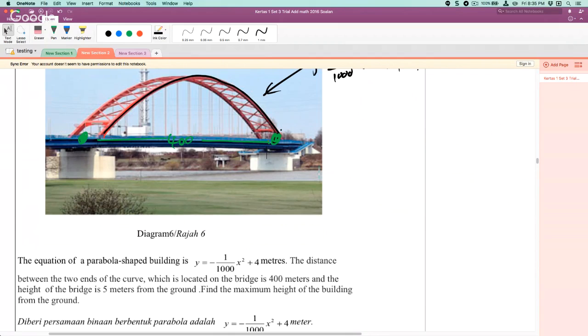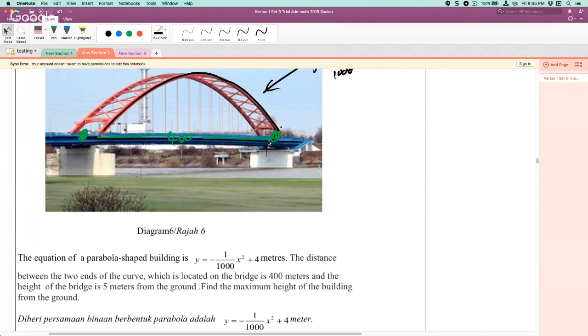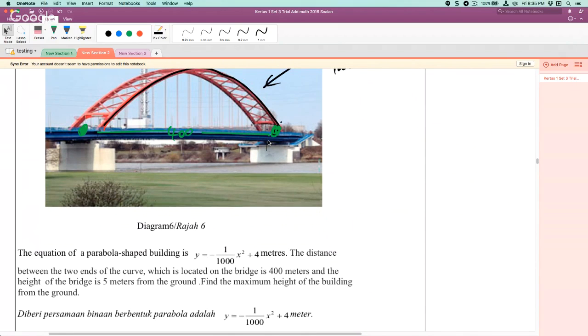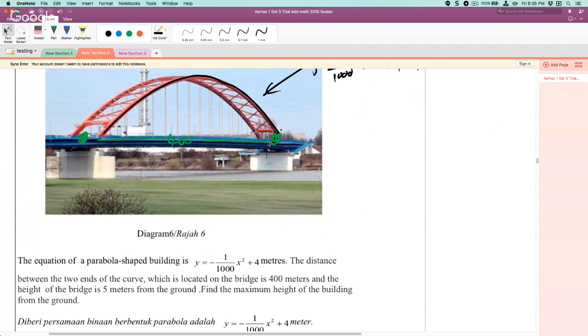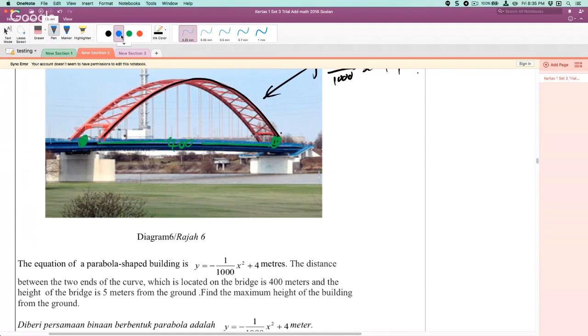And the height of the bridge from the ground is 5 meters. So I guess what the question is trying to say is the height here will be 5 meters from the ground. Then find the maximum height of the building from the ground. So the question asks you to find the total length from the ground to the maximum height of the bridge.